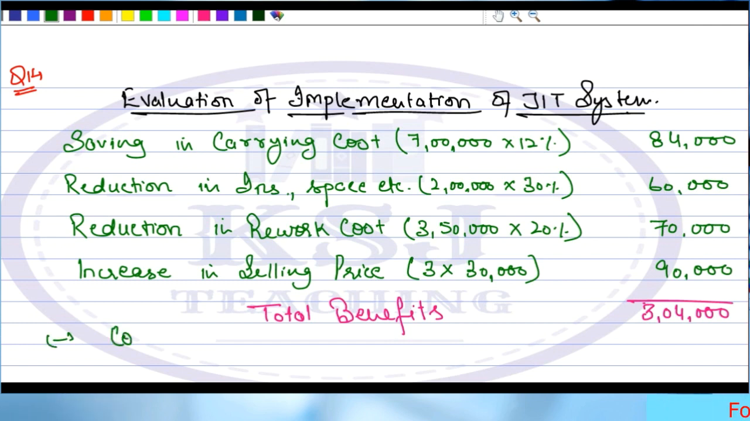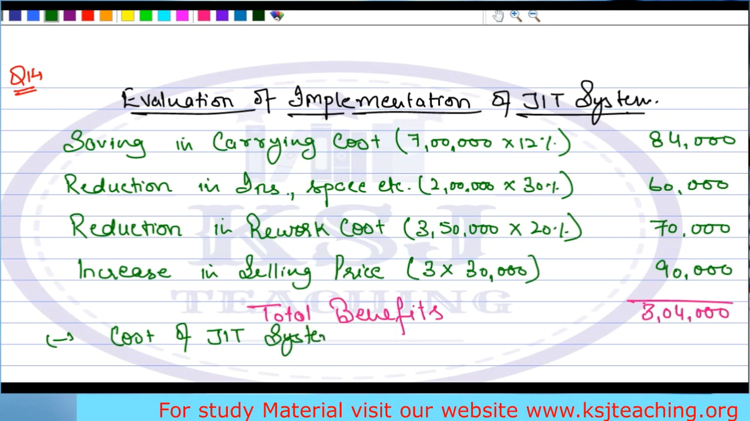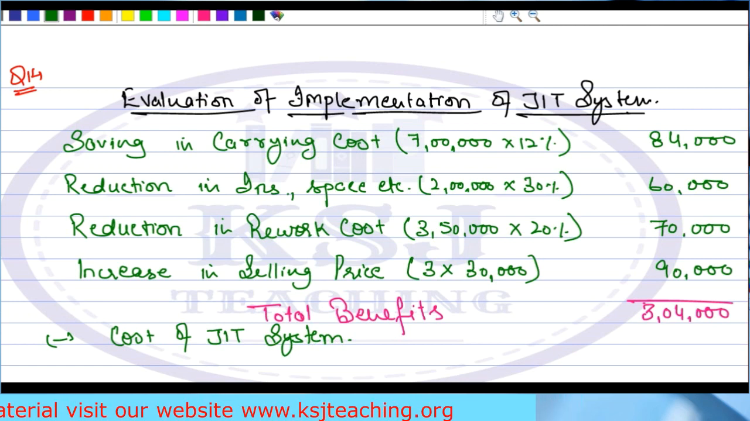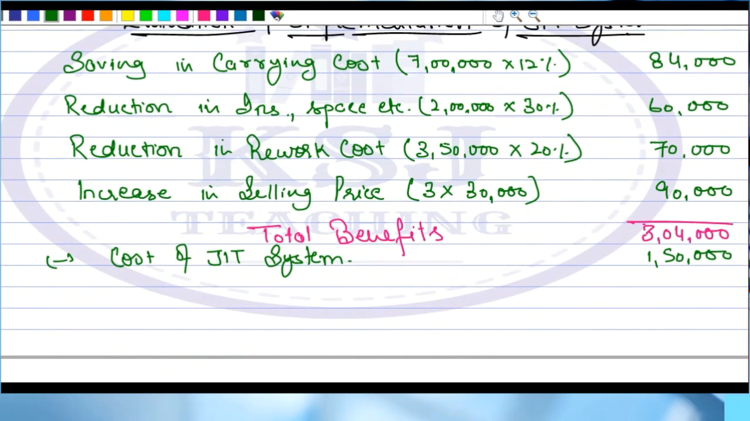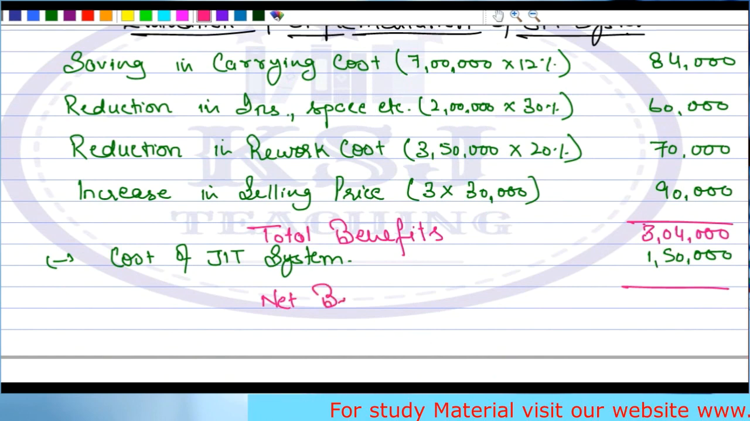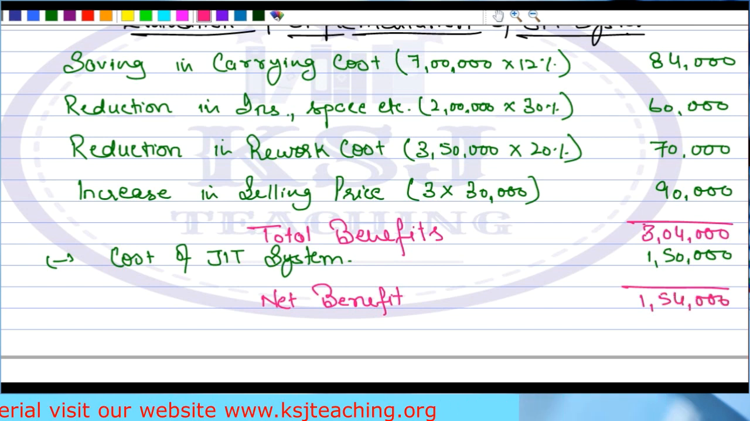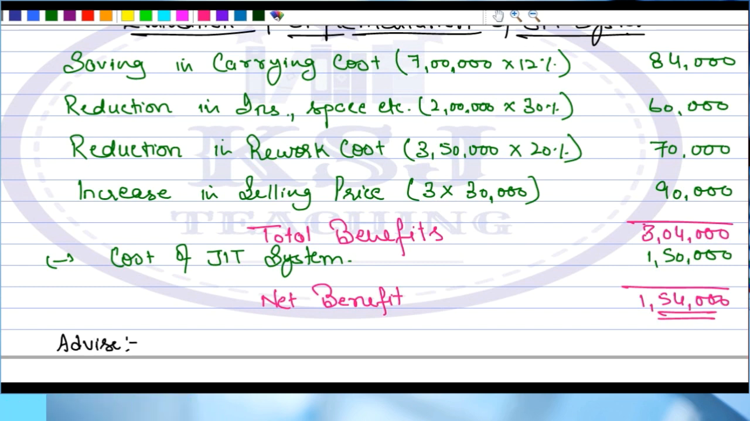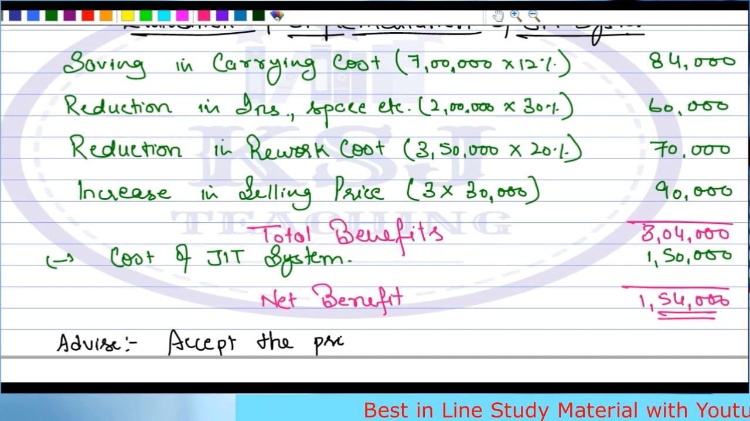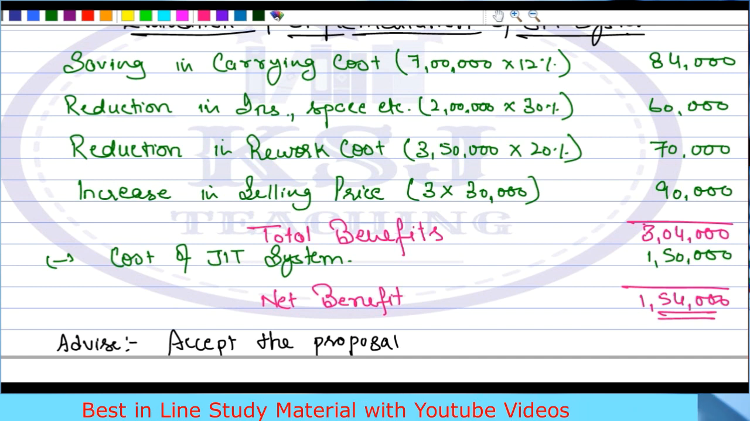Minus cost of JIT system. Yes, sir, there is a cost related to the implementation of the JIT system, and that cost is 1,50,000. So what is the net benefit? Net benefit is 1,54,000. So what will you advise, sir? Advice is accept the proposal. Accept the proposal to implement the JIT system.